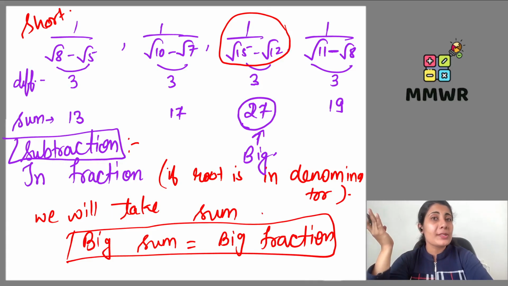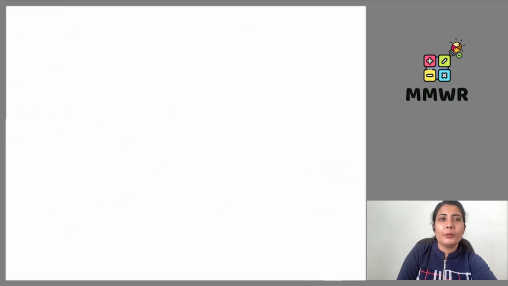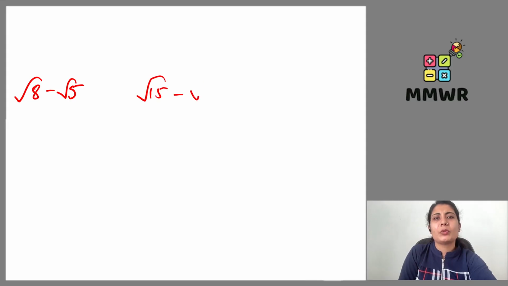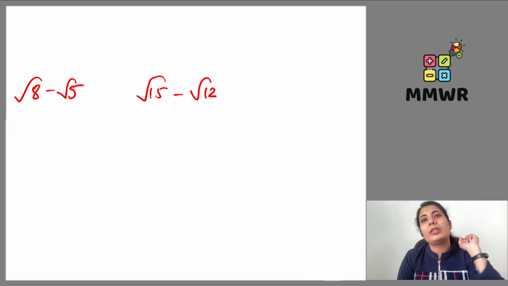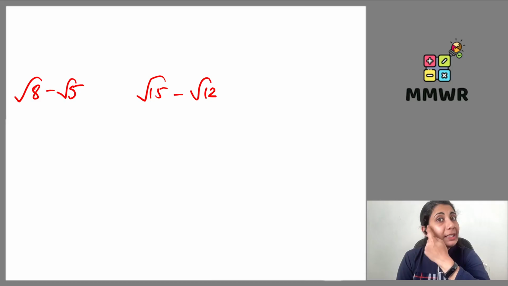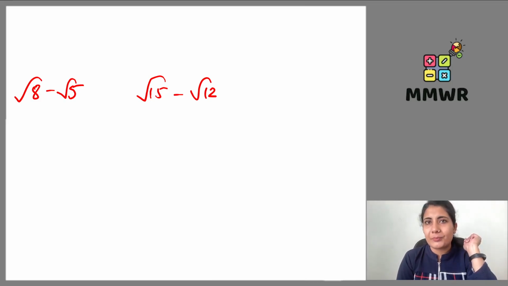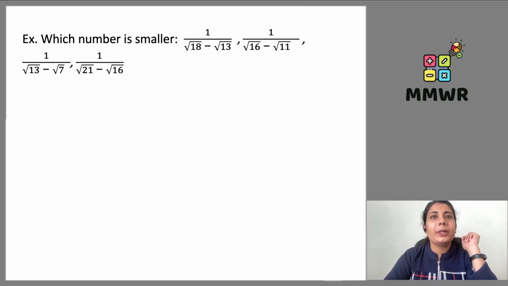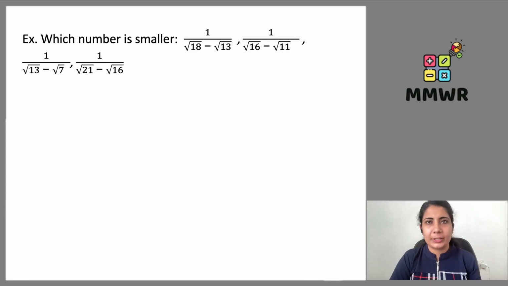But the opposite happens in case when you get a question of this type: root 8 minus root 5, root 15 minus root 12. अगर रूट्स जो है वो न्यूमरेटर में आ रहे हैं विथ डिफरेंस ऑपरेशन, not in the denominator, so in that case what needs to be done, we will be discussing furthermore. Okay, next example, here we have the same type, we are getting roots in the denominator only.